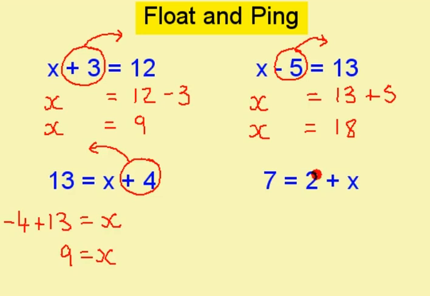On this one, to get the x on its own, I've got a 2 to move. Now it's actually a plus 2. So when I float it, it's going to become minus 2. I can either drop it after the 7 or in front of the 7. So I'm going to have minus 2 plus 7 equals x. And minus 2 plus 7 gives me 5.